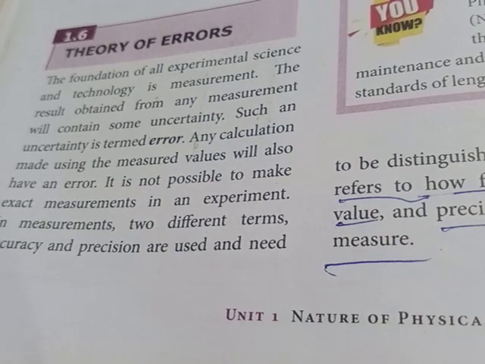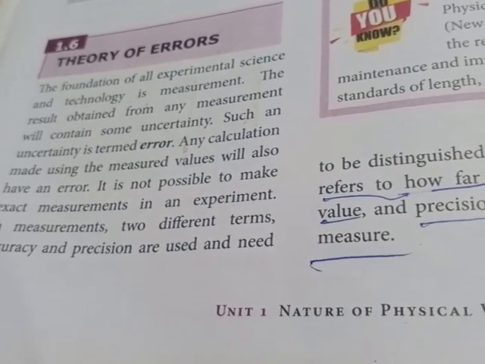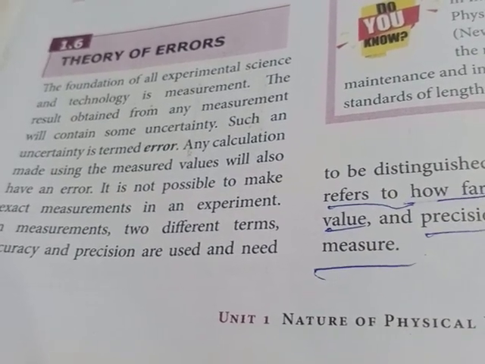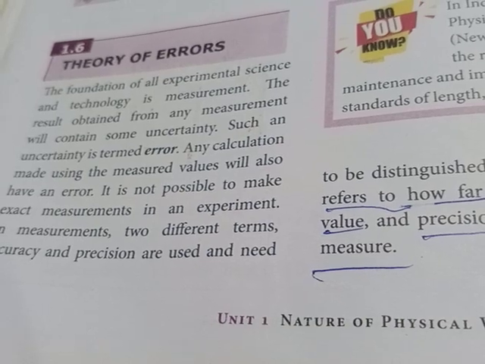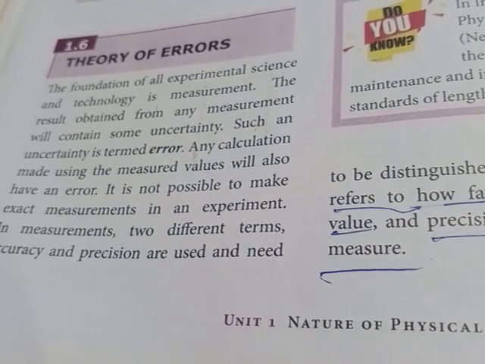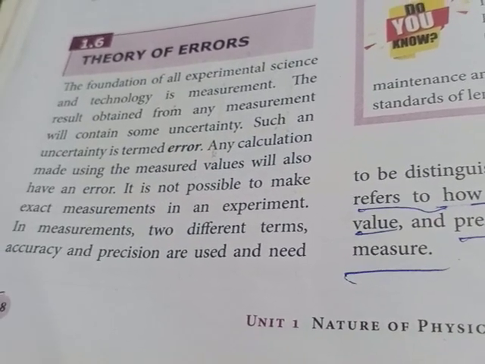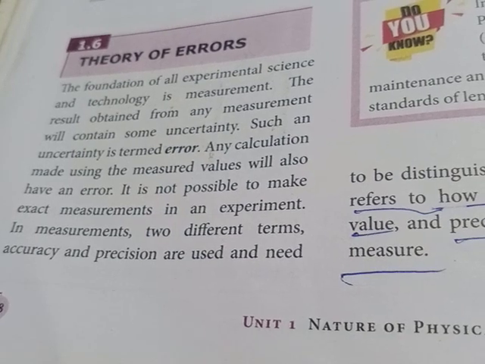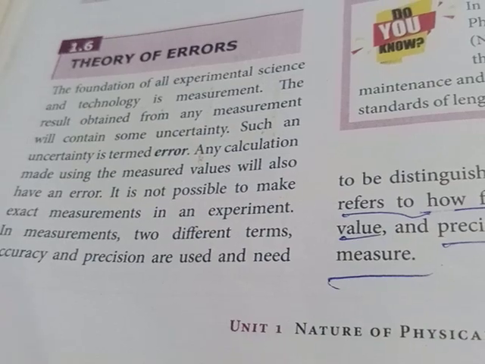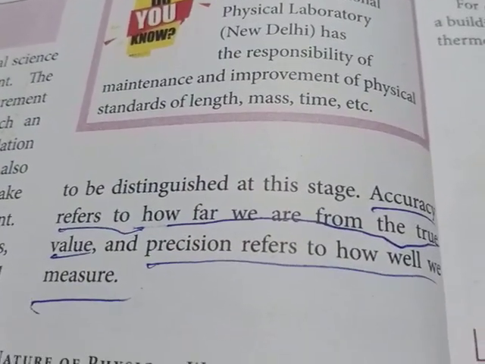While doing an experiment, we will not get the same value all the time. That's why we do the experiment several times to get the correct answer, and finally we take the average. This uncertainty is what we call error, and we have to know two terms about it: accuracy and precision. So what are accuracy and precision?